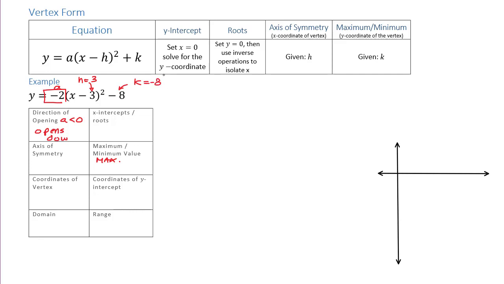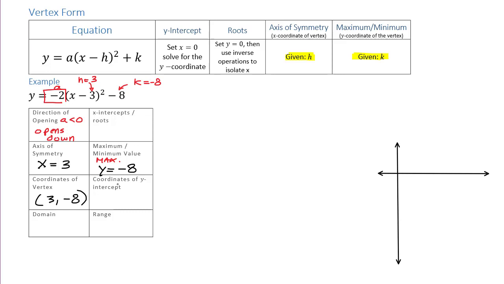All right, so the good news is, let's just get our vertex right out of the way. Vertex form is called vertex form because that's your vertex. So that tells me, let's just jump to here. My axis of symmetry is given. My minimum or maximum is given. They're h and k. So my axis of symmetry is just x equals 3. My maximum value is y equals -8. And the coordinates of my vertex are (3, -8).